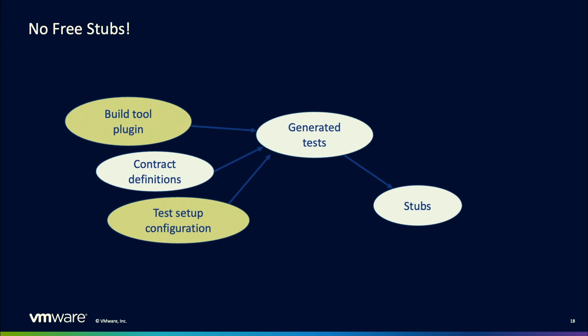We're going to start with your producer. In our producer application, we'll need to enable the tests, and for that, we're going to use the build tool plugin. We're going to need to provide the definitions of what the API should look like. That is the contract definition. And you need to provide a test setup configuration so you actually can run tests. Then the build plugin and Spring Cloud Contract will make its magic, and you will get the generated tests that you can run, and then they will create the stubs. Those stubs you're going to use on the other side to test the other party.